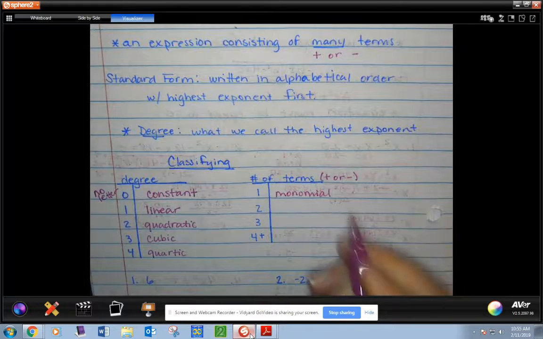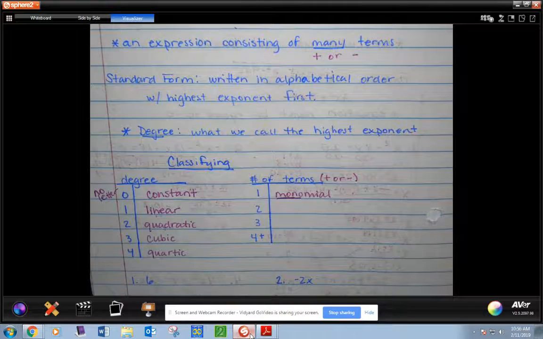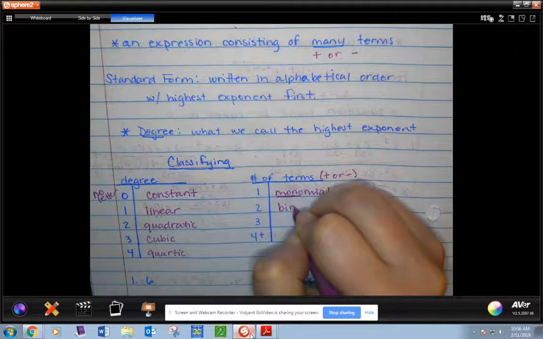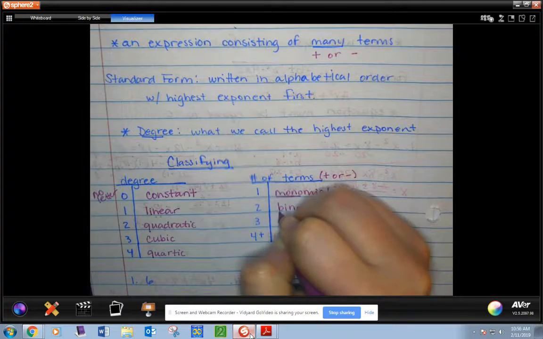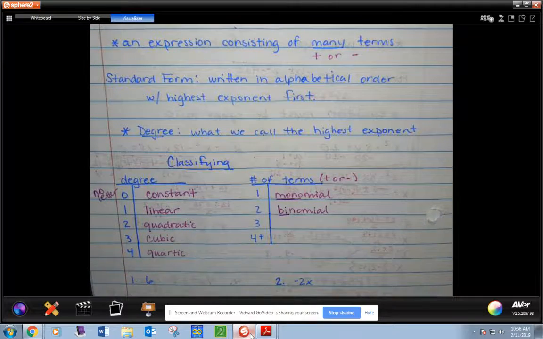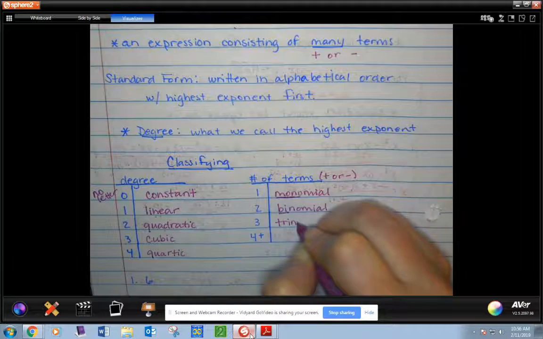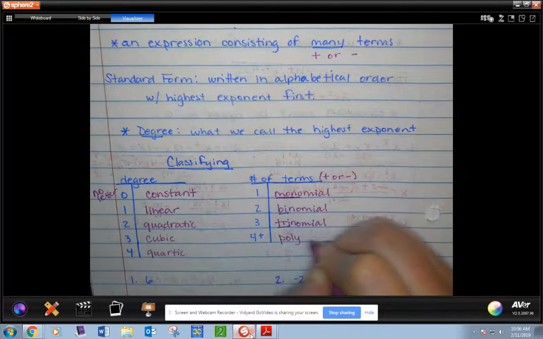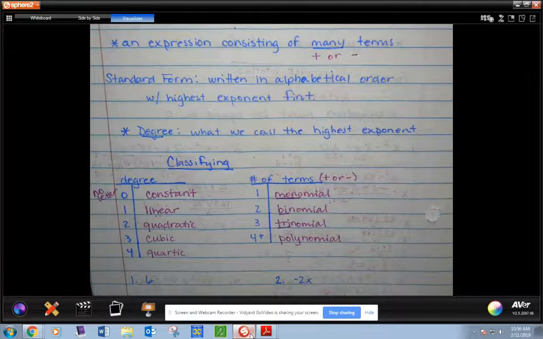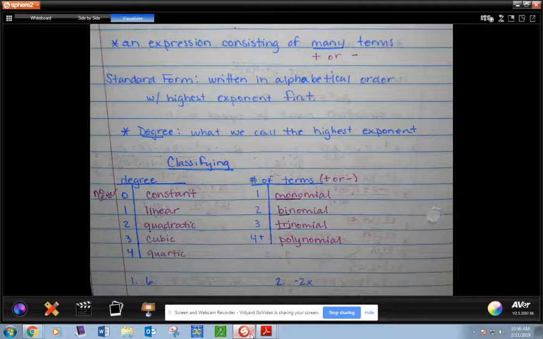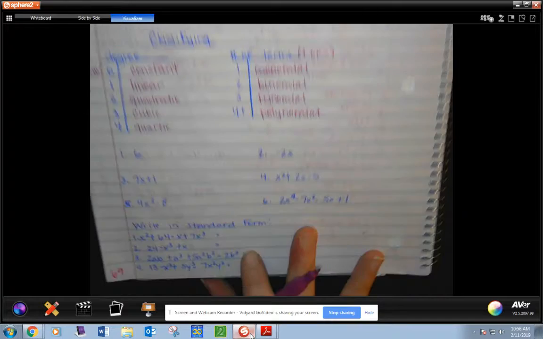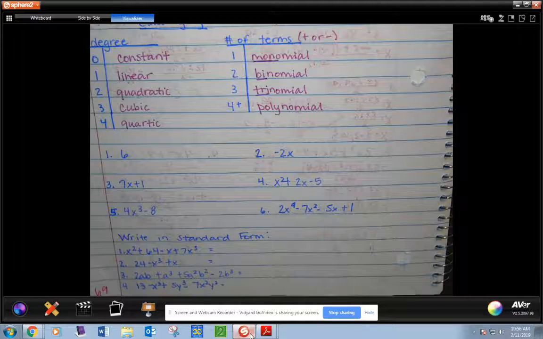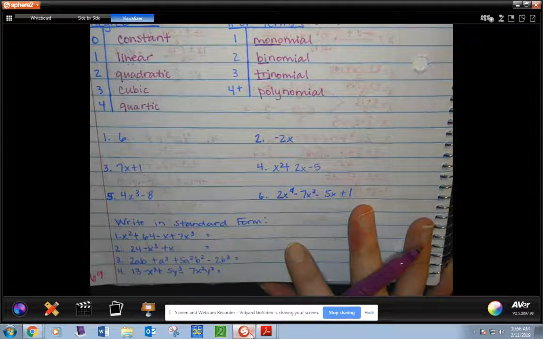That should be really easy to memorize because mono means one. Okay, if it has two things, so there's one plus sign or minus sign, we call this a binomial. And bi means two, bicycle. Okay, for 3, we call it a trinomial. Tri meaning 3. And for 4 or more, we call it polynomial. Remember, poly means many. So 4 or more. Okay, so now I'm going to move this up. You're going to be using this classifying chart, so don't look too far away from that. But if you want to write down these examples, you can go ahead and write down the examples.